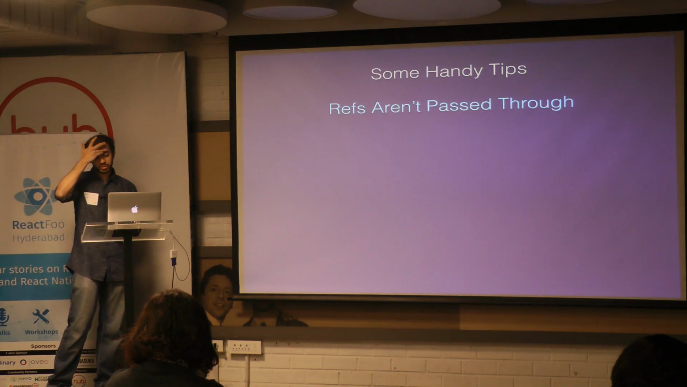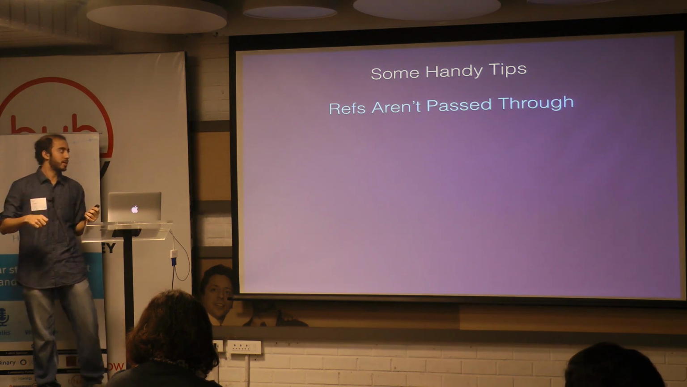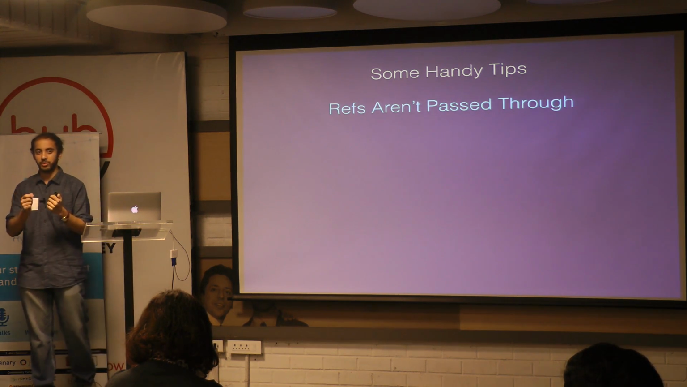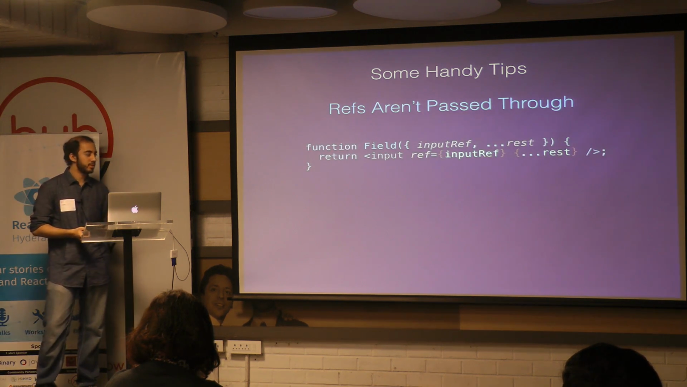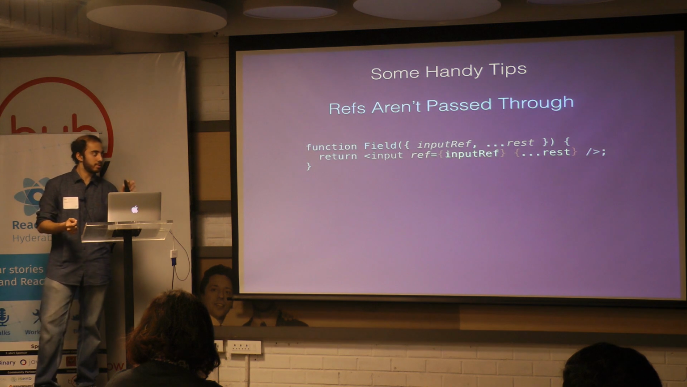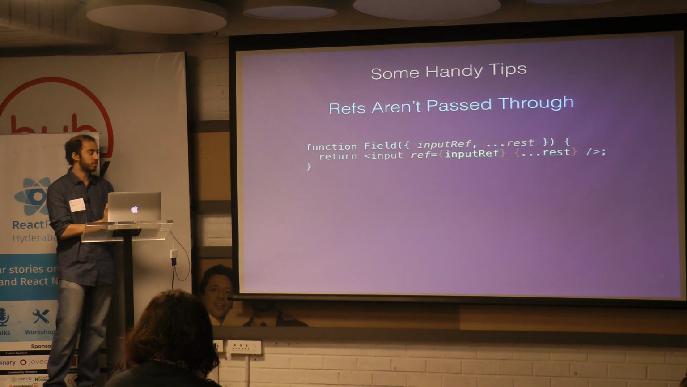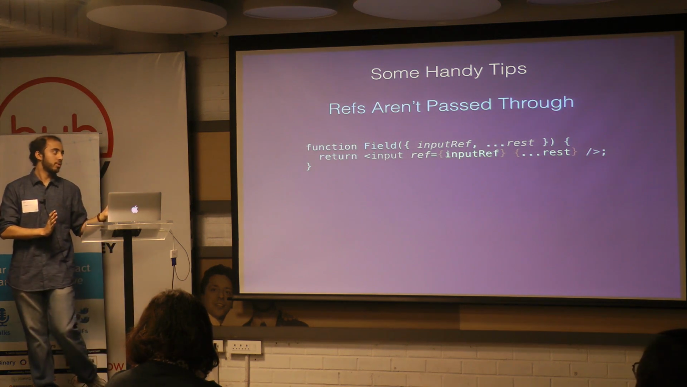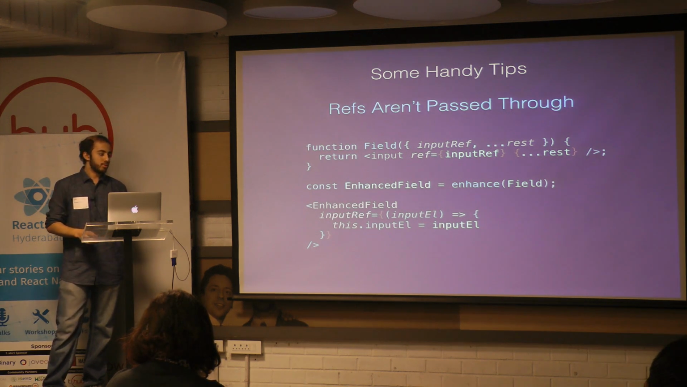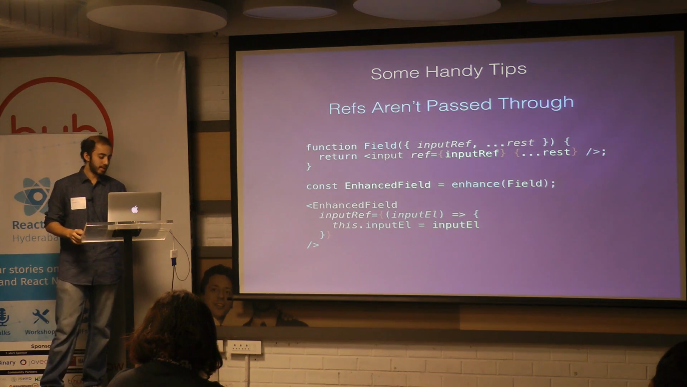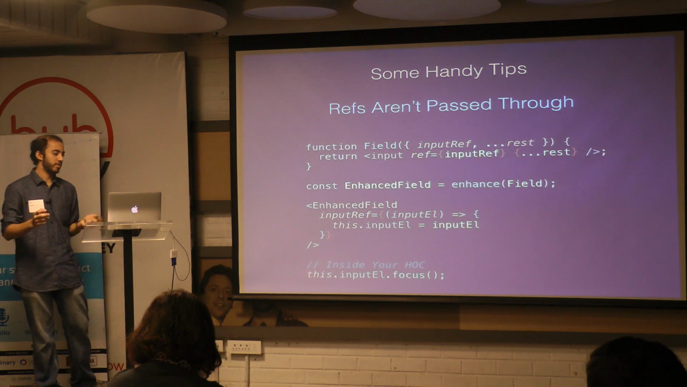If you're used to using refs in your component for your input fields, refs don't get passed through, because ref, like key, is not a prop as such. So what you can do is have the input ref as a separate destructured thing in the component, and the remaining things you have as whatever is passed. So you can then pass your refs like this, and then in your higher order component use focus or blur or whatever you want to.